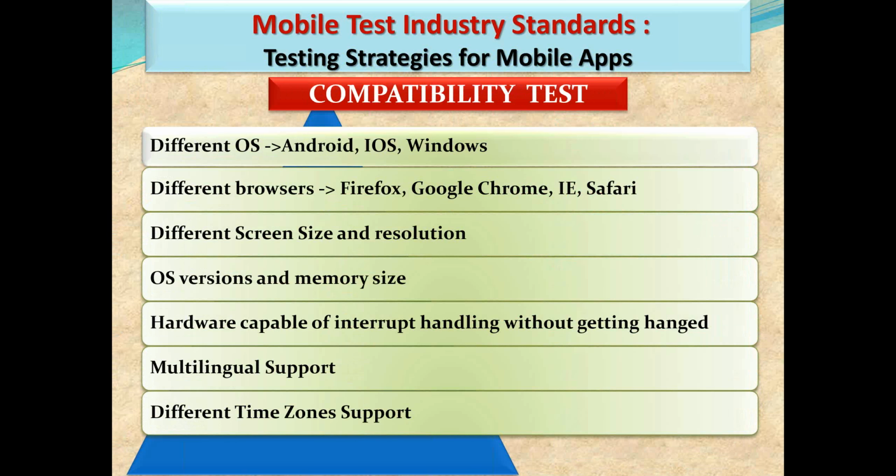And the screen sizes, it's basically generalized to 4 categories: small, normal, large, and extra large. And OS versions, we were talking about the different versions of OS, Lollipop and Marshmallow and Nougat. And again, hardware capable of interrupt handling without getting hanged. You see, it's again, the compatibility testing also includes the interrupt testing.